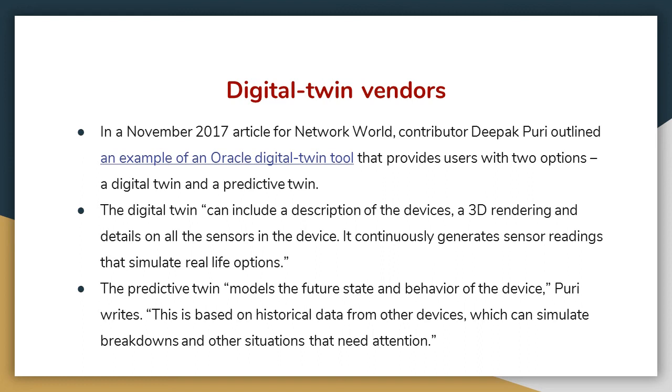In a November 2017 article for Network World, contributor Deepak Puri outlined an example of an Oracle digital twin tool that provides users with two options, a digital twin and a predictive twin. The digital twin can include a description of the devices, a 3D rendering, and details on all the sensors in the device. It continuously generates sensor readings that simulate real life options. The predictive twin models the future state and behavior of devices. Puri writes, this is based on historical data from other devices which can simulate breakdowns and other situations that need attention.